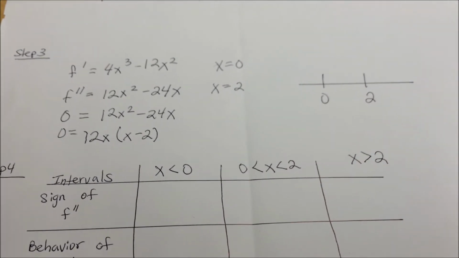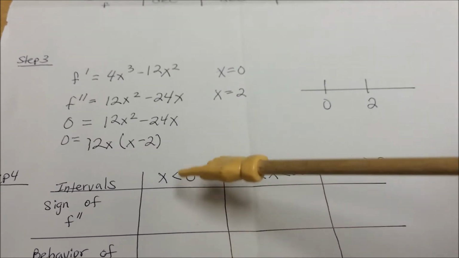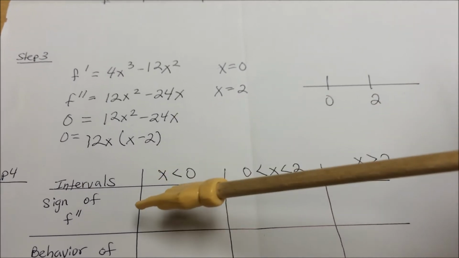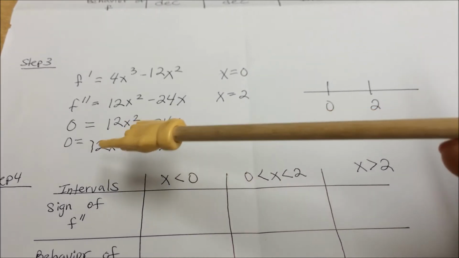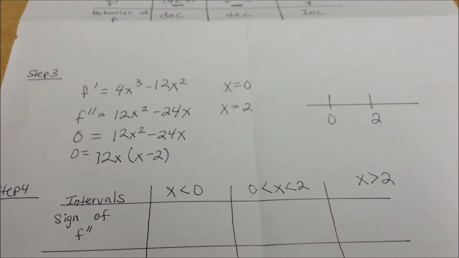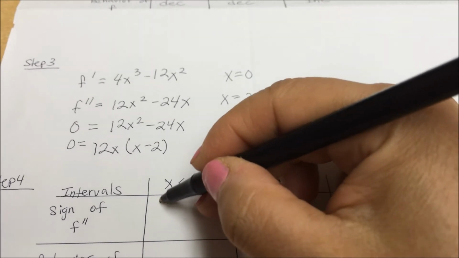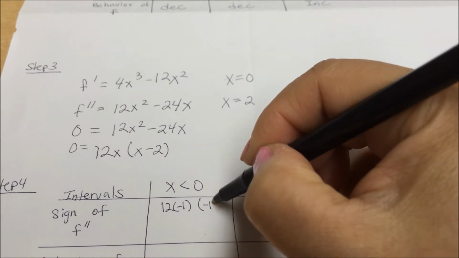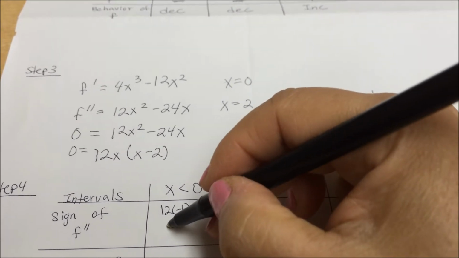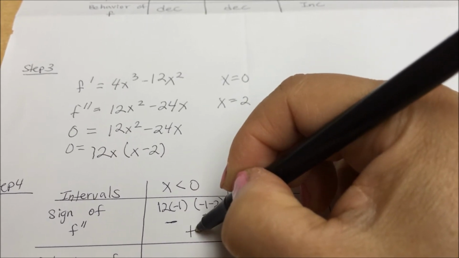Okay? So now doing the same thing, we're going to substitute a number into the second derivative, because we just did the second derivative. So again, probably put it into the simplified form. That's probably the easiest place to put it in. So x is less than 0, which is like a -1. So if we do 12 times -1, and then I have -1 minus 2. So this is negative, right? And this is going to be a negative, so this becomes a positive.